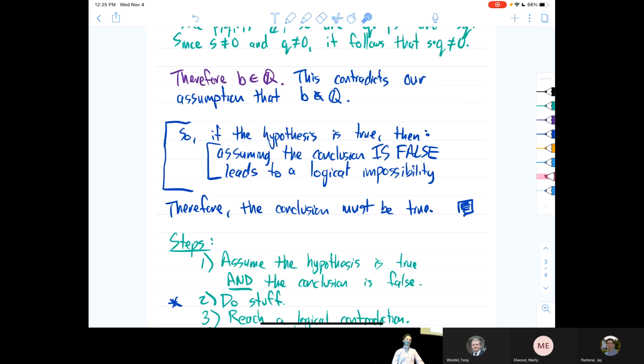So all of our proofs by contradiction start by assuming the hypothesis is true, then assume the conclusion is false, and then find a paradox or a contradiction or an impossibility. Those are all ways of saying the same thing. Any other questions?